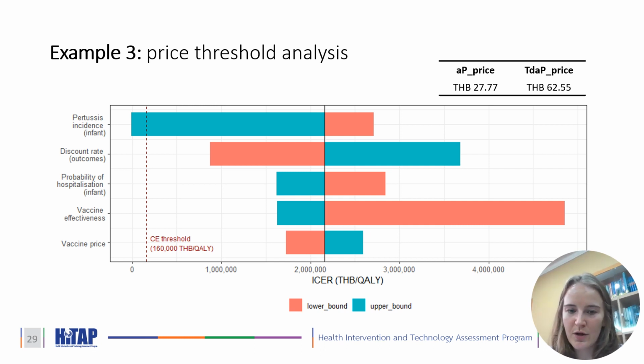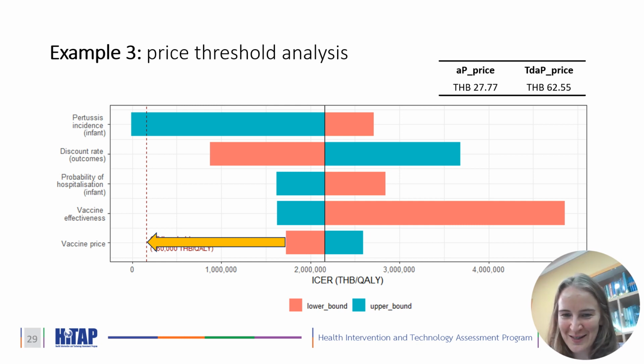So in this example, maternal pertussis immunisation is not cost effective in Thailand. What would the price of the vaccine need to be to make it cost effective? Essentially, you'll see here, this is the analysis that was run for vaccine price. What does the price need to be so that this lower bound pinkish red bar is brought to that dotted line, which represents the cost effectiveness threshold in Thailand? How low does the price need to be?